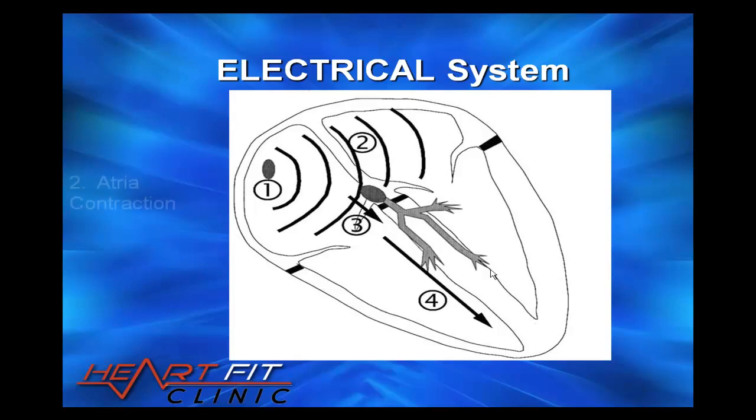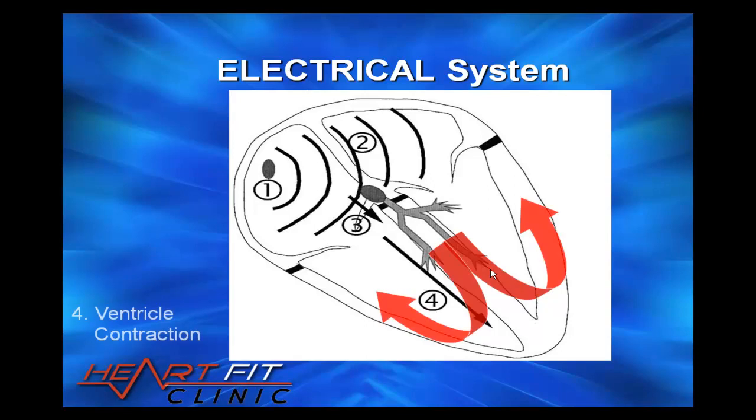Once it sends a signal over to the next door, it allows the atria to contract, and that's number 2. Then the signal comes down to number 3, which is the gatekeeper of the ventricles, also known as the AV node or the atrioventricular node. Once the signal reaches it, it will then allow the ventricles to contract. And once the ventricles contract, as you can see, the signal goes down the middle of the heart, the septum, and then goes out to each side of the ventricles.